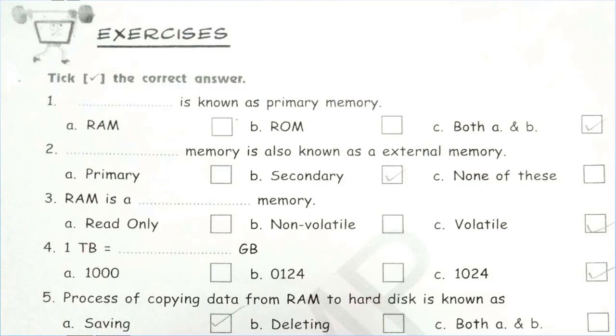Number 5 is, the process of copying data from RAM to hard disk is known as dash. We know, copying of the data is called saving. So, we will go for the first option, saving.